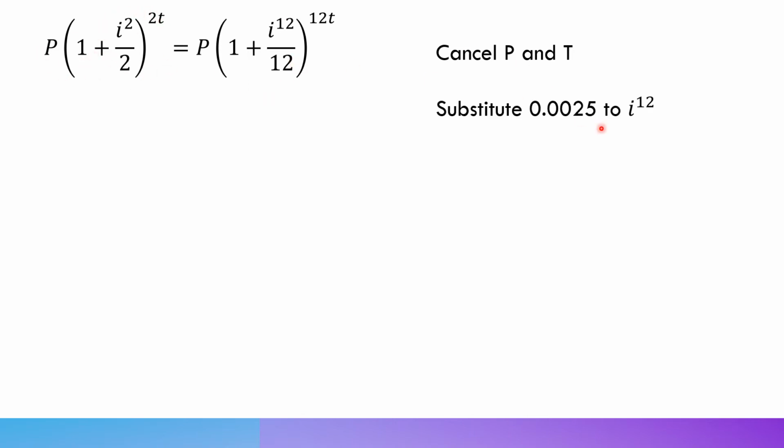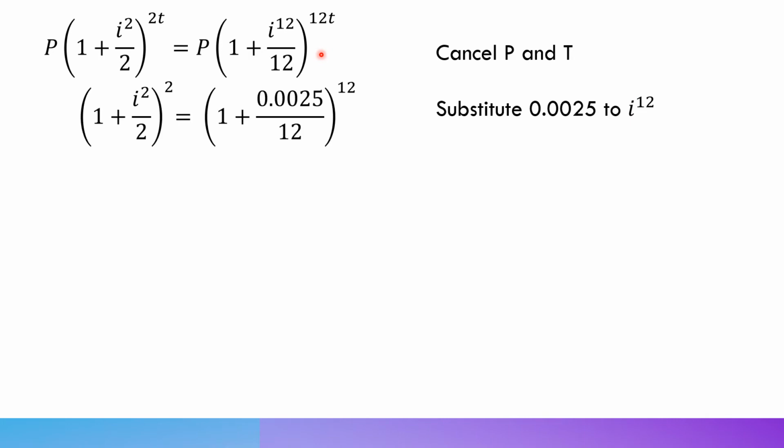Next is substitute 0.0025 to I raised to the 12, because our nominal rate stated in the problem is 0.25%. So therefore, 1 plus 0.0025 all over 12 raised to 12 is what remains, because we have already canceled the P and the T. So no more P and T here. Next, simplify the right side of the equation. So we simplify this first.